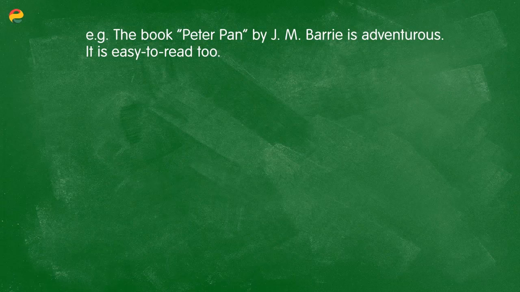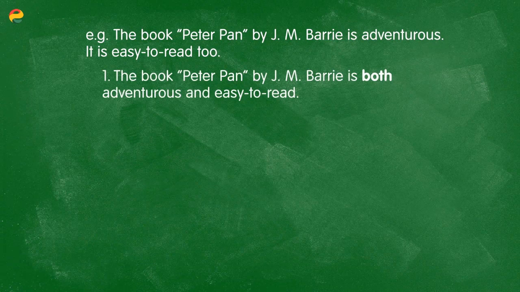So let's look at the following two sentences now and examine how exactly we can use these. I can say, the book Peter Pan by J.M. Barrie is adventurous. It is easy to read, too. But here I've used two sentences, and that's a little bit awkward. It would be much more fluent and much more natural and much more concise to express this as one sentence. So I can do this in a few different ways.